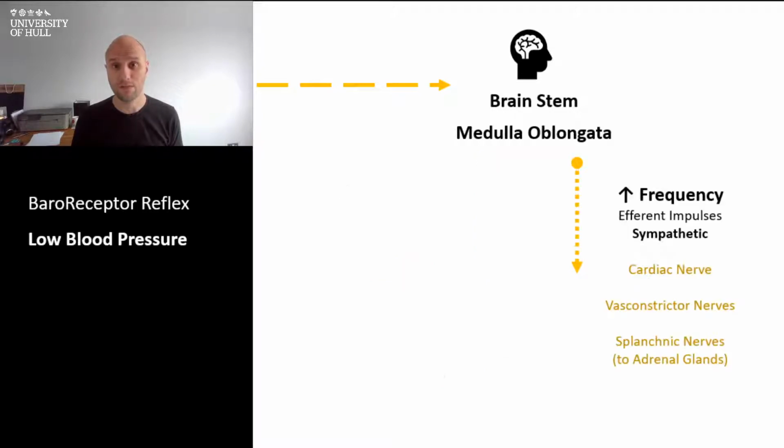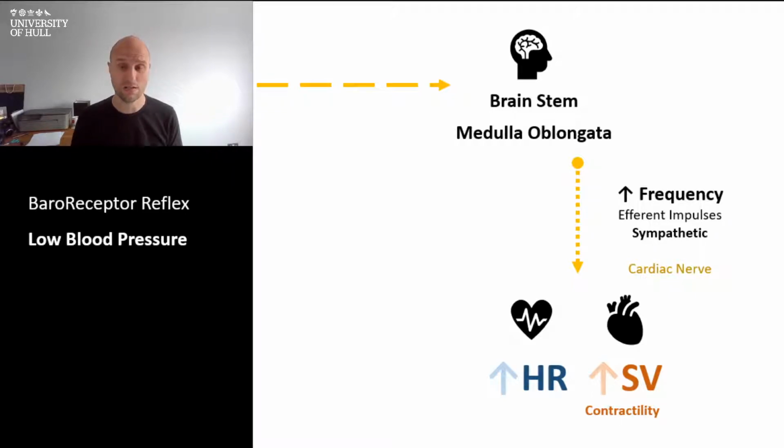Now, what happens at the same time as this is that there are more frequent sympathetic efferent impulses along a number of nerves, which will affect very different changes, opposing changes within the effector organs. And so if we think first of the heart, there is greater frequency of impulses along the cardiac nerve, which will mean that the heart rate speeds up, but also the contractility, so that force of contraction within the ventricles will increase. And of course, both of these things will increase the cardiac output and hopefully the blood pressure.